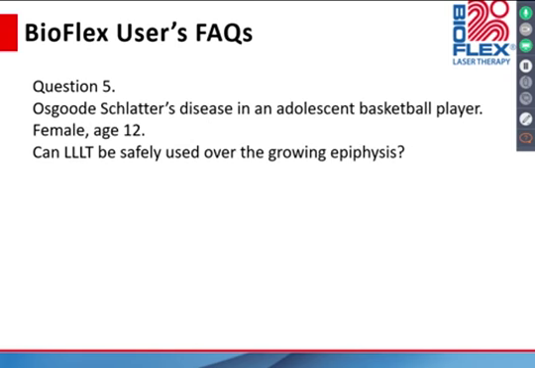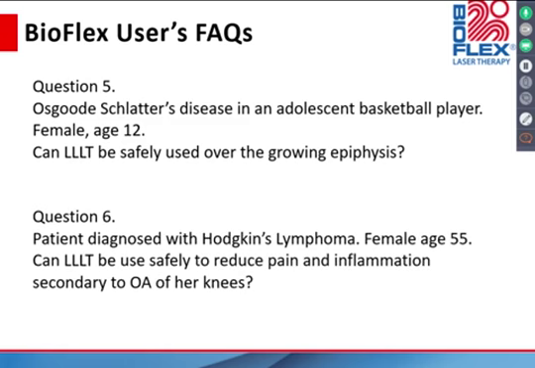Osgood-Schlatter's disease, age 12. Can we treat over this growing epiphysis? Again, if you were paying attention earlier, we know that you can safely treat those patients. Question 6, patient diagnosed with Hodgkin's lymphoma, age 55. Can we safely reduce pain and inflammation secondary to OA of her knees? Again, we feel that treating a specific area in a patient like this is safe. So even though it's a blood-borne cancer, in isolation, and with the dosage used, it shouldn't be any contraindication.